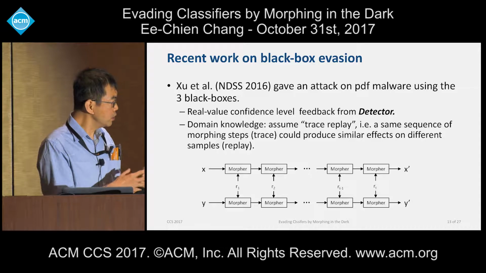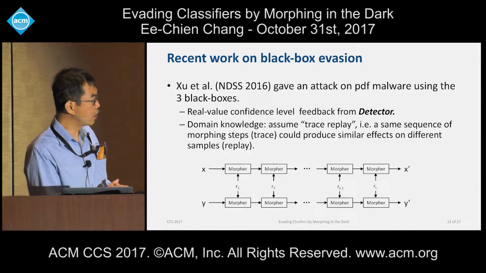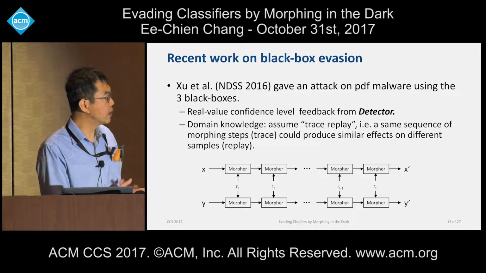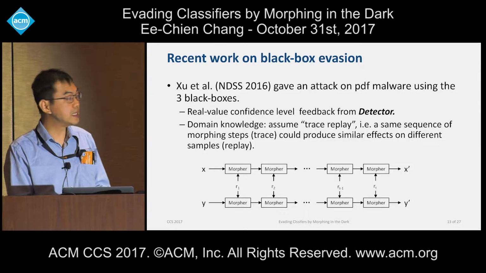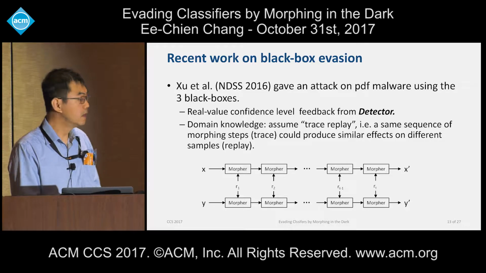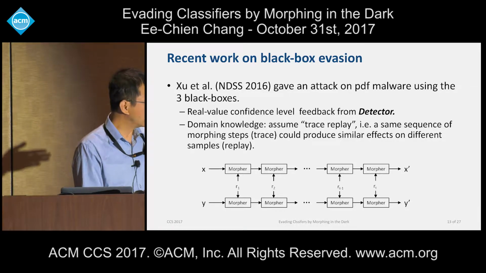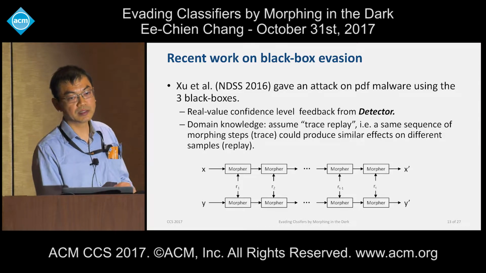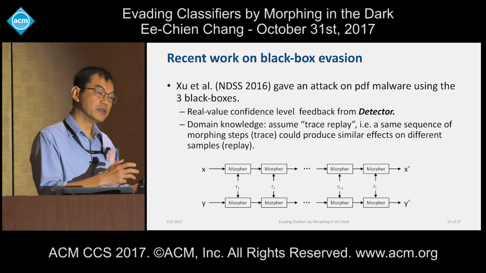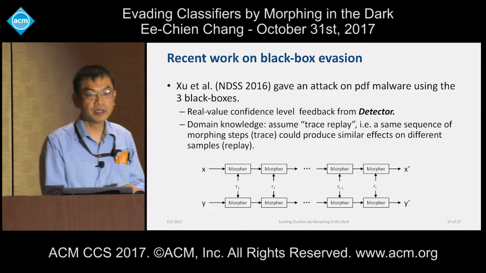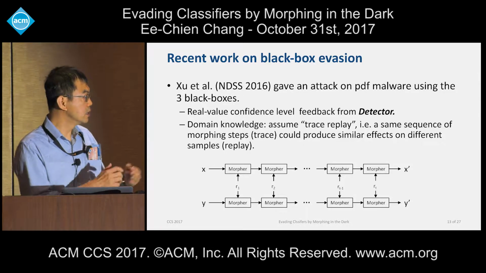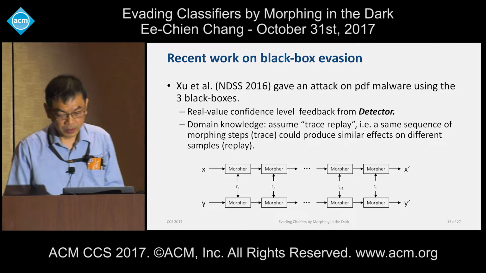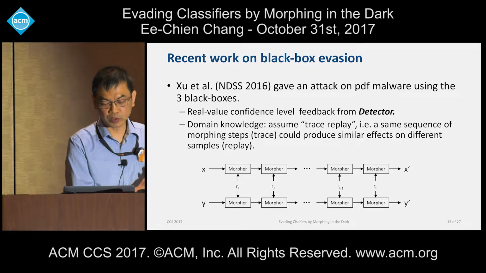Also, they introduced an interesting property called trace replay. That means that a sequence of morphing steps could produce similar effects on different samples. For example, if a particular trace when applied to a sample X produces evading samples, then with good chances when you apply it to other samples, you also produce evading samples. So their algorithm makes use of this property. In our model, we don't assume this.